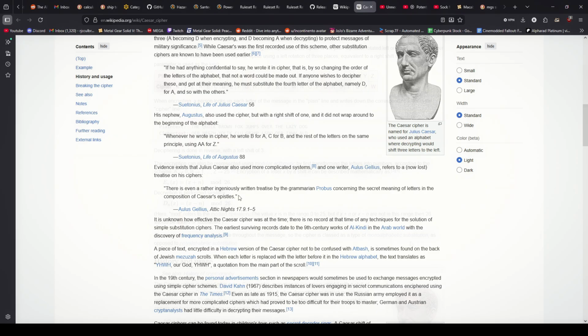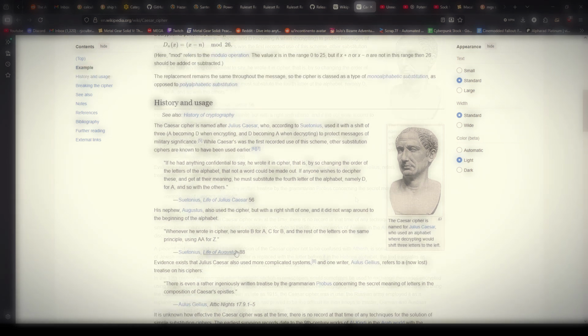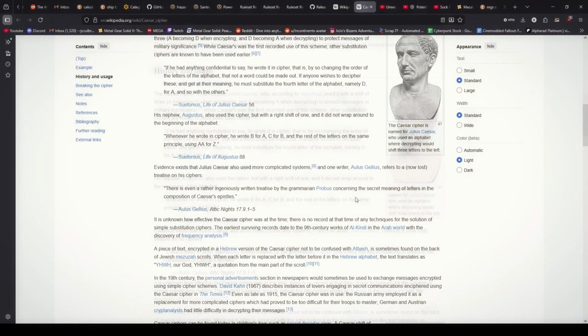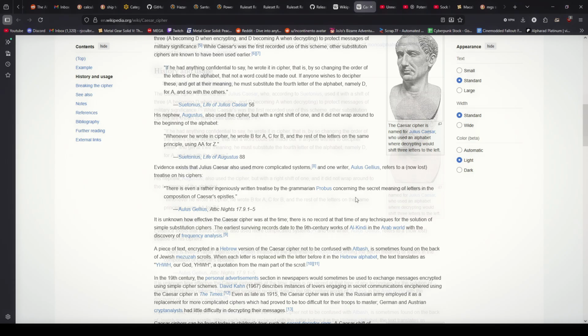There is even a rather ingeniously written treatise by the grammarian Probus concerning the secret meaning of letters in the composition of Caesar's epistles. It is unknown how effective the Caesar cipher was at the time. There's no record at that time of any techniques for the solution of simple substitution ciphers.